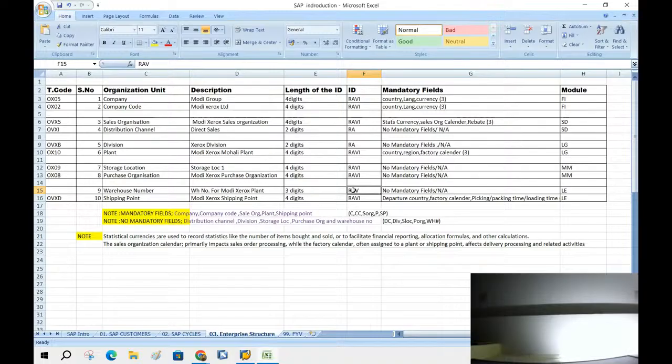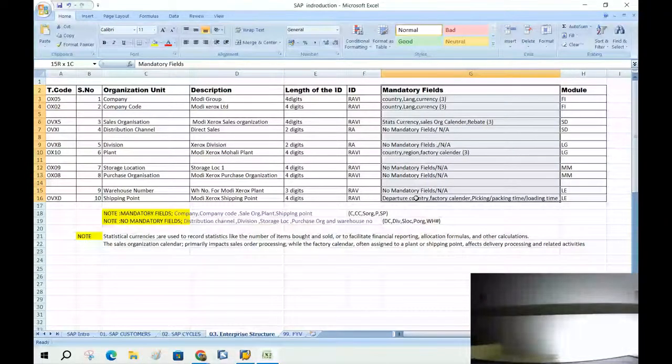Now we have to go on to mandatory field. What is the meaning of mandatory field? Mandatory fields are the fields without which you can't save a particular organization unit. Unless I enter them, I won't be able to save that on the server, which we are going to see in our next session, the practical session on the server.